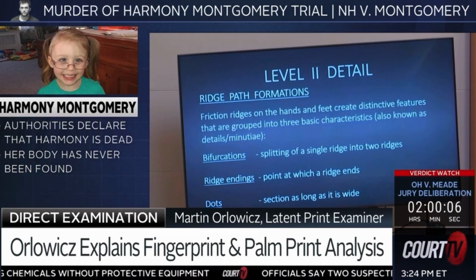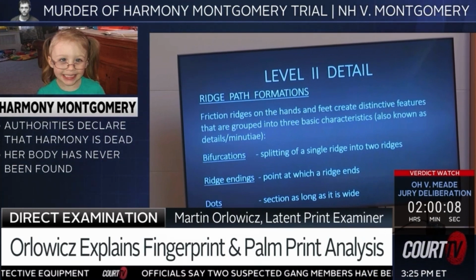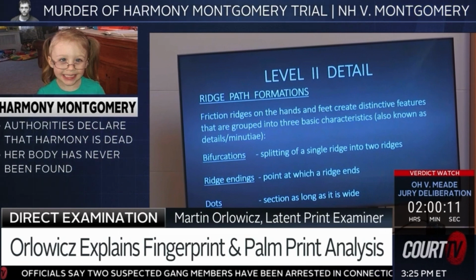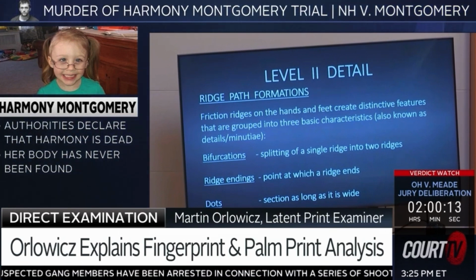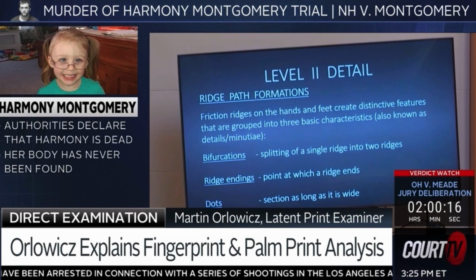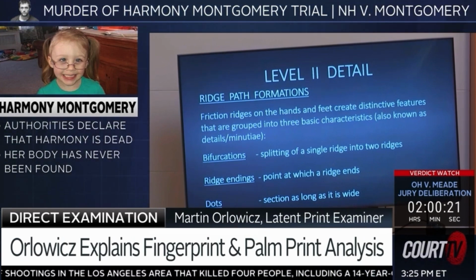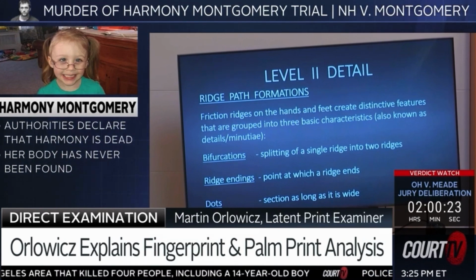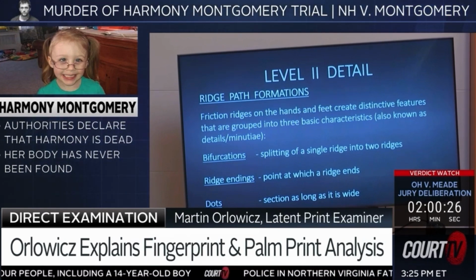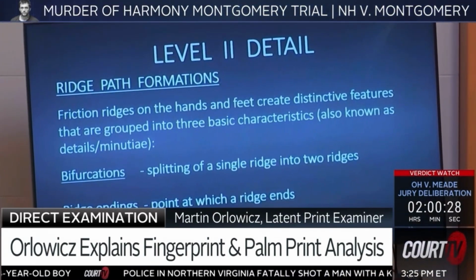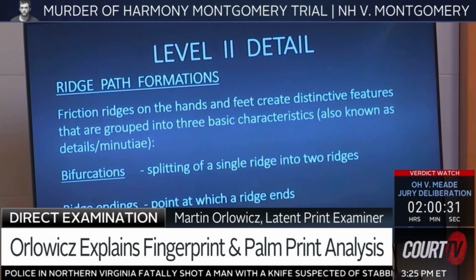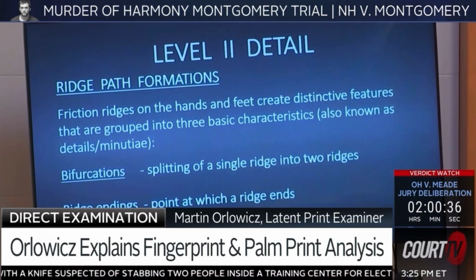The level 2 detail is ridge path formation or deviation. So this is moving from looking at the entire latent print to looking at one single ridge at a time. And what I'm determining and looking at in my analysis is where these ridges are ending, where they're splitting, where there's smaller ridges. So I'm searching for attributes specific to each ridge. A grouping of these attributes can be used to identify a latent print to a source.